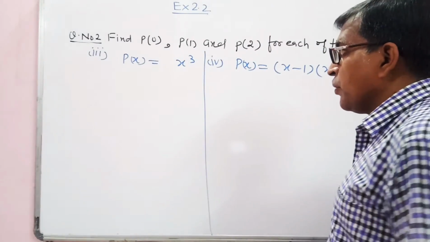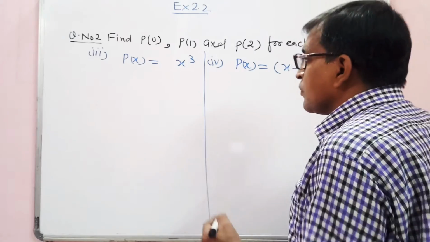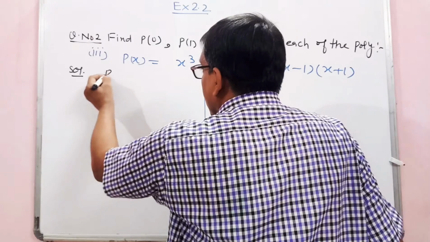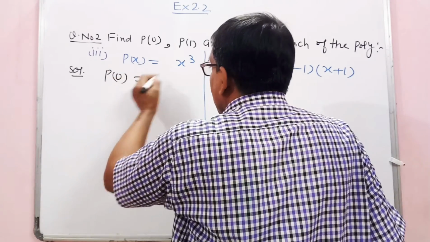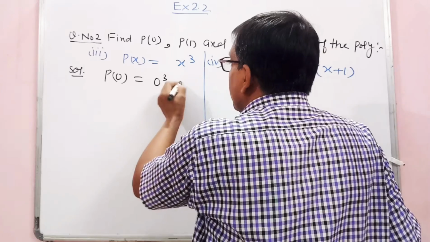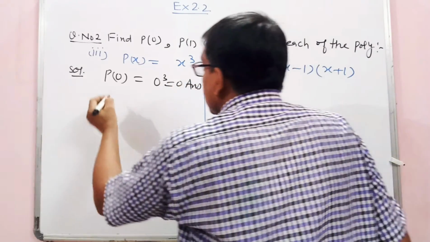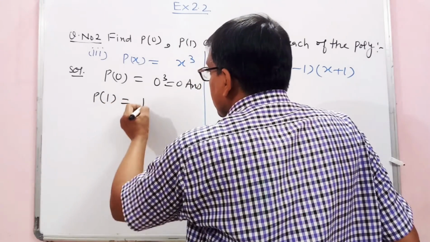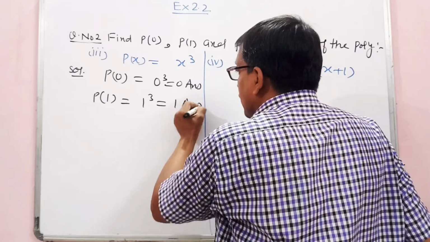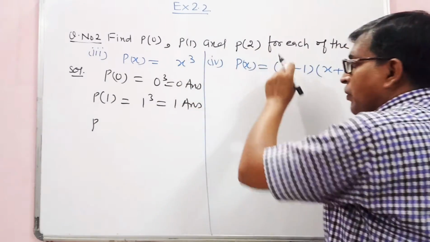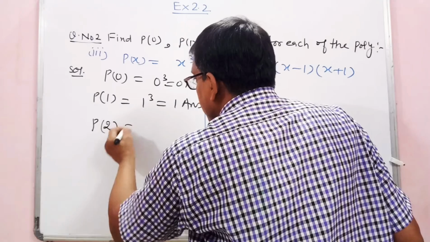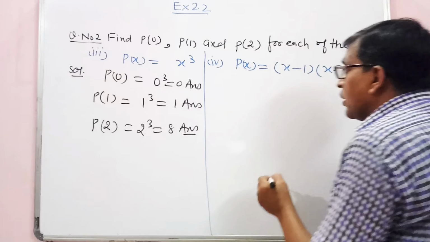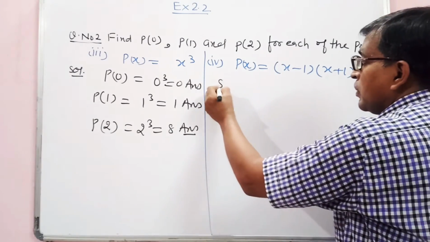Now answer the question number 2, third part and fourth part. At P0 we find out. Then instead of x we write 0, and x cube, 0 cube is 0, answer. P1 value find out, then x equal 1, where I know 1 cube is 1, answer. P2 value find out, then 2 cube meaning 8, answer write down. Now fourth part.